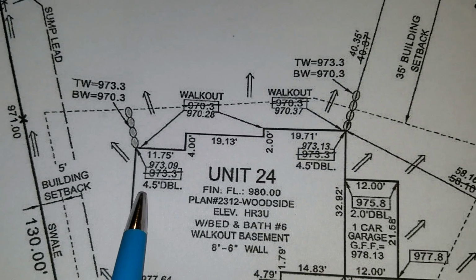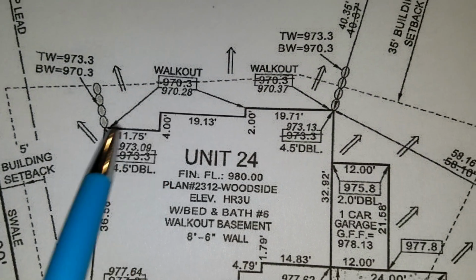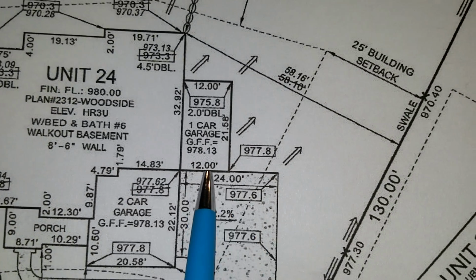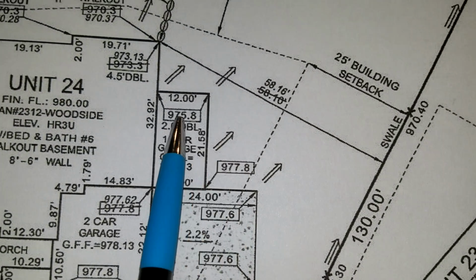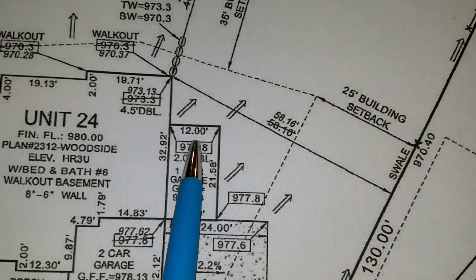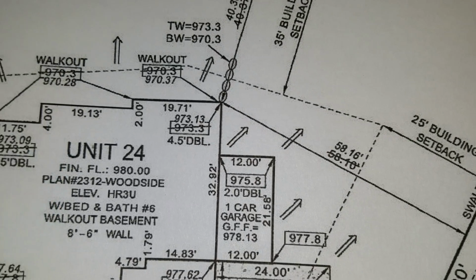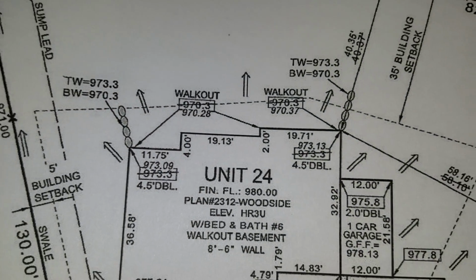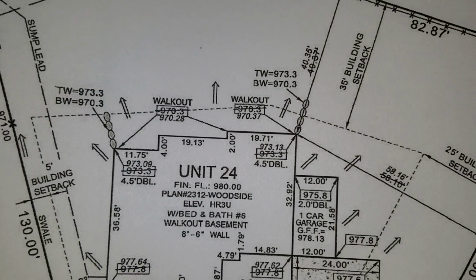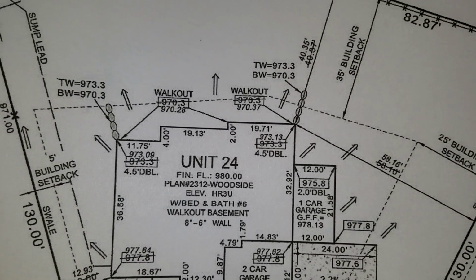Now, when you go to the other side over here, you notice that we fall to 970. It's like, wow, how did we get to 970 when up here we're 977? Here we're 975 behind that single car garage that's attached. Well, it doesn't have to tell us it's a walkout. We're going to know it's a walkout. You're not going to drop that kind of elevation from one side of the house to the other unless you have a walkout.